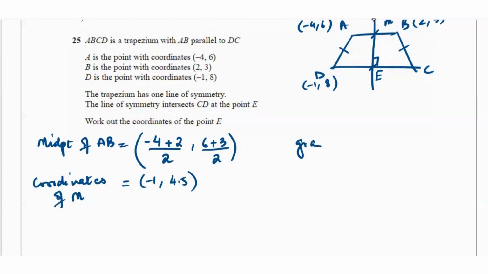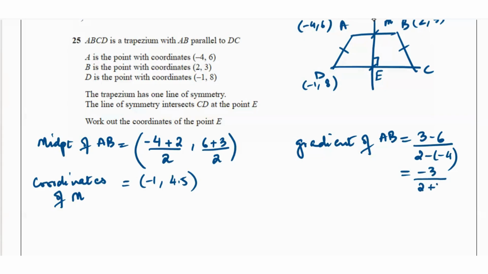So gradient of AB, that's going to be 3 minus 6, y2 minus y1 over x2 minus x1. So 2 minus negative 4. That's negative 3 over 2 plus 4, negative 3 over 6, which is negative 1 over 2. This is the gradient of AB.